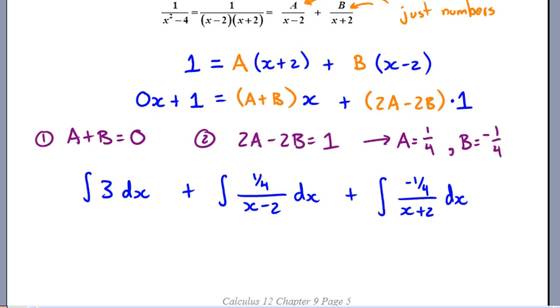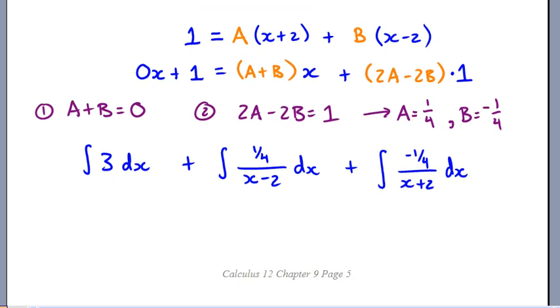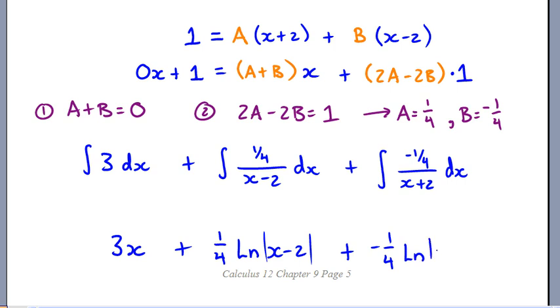Those are doable. Those are just going to create some logarithms. Well, not the first one. First one will just be 3x. And then here comes some logarithms. Got a 1/4 hanging around, and then a ln of x minus 2, maybe some absolute value bars, and then a negative 1/4, say subtract if you wish, the ln of x plus 2, and a c. So if it's not a proper fraction, it's not a big deal. You just have to do some division first.